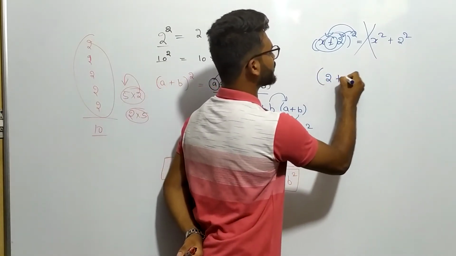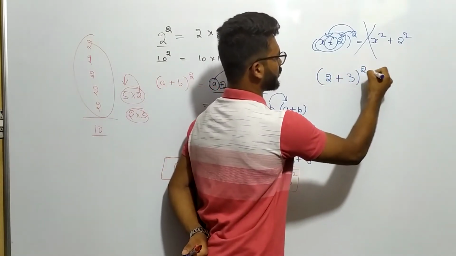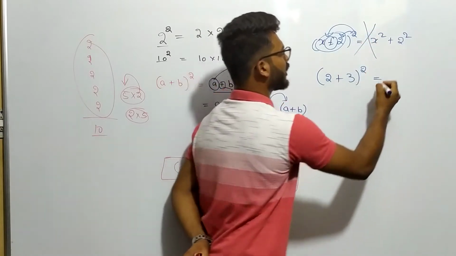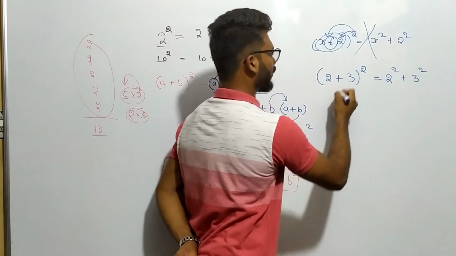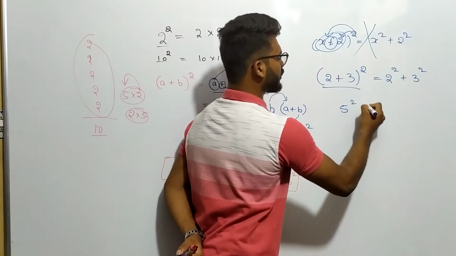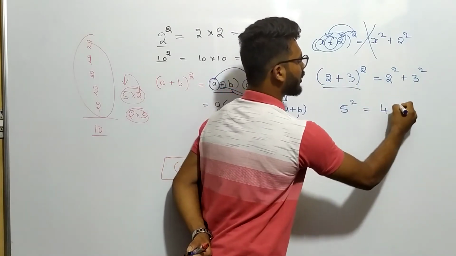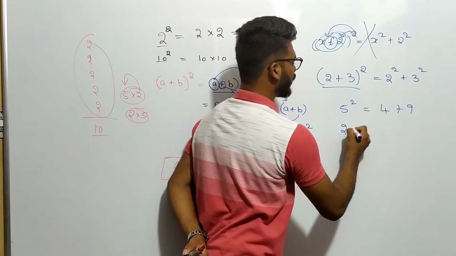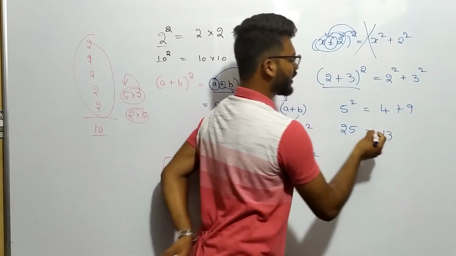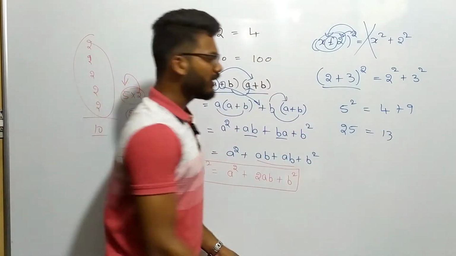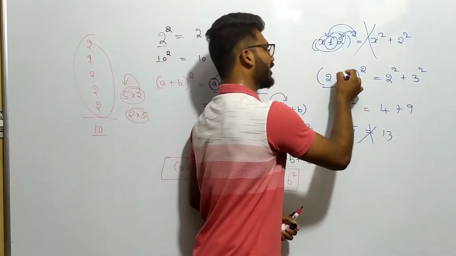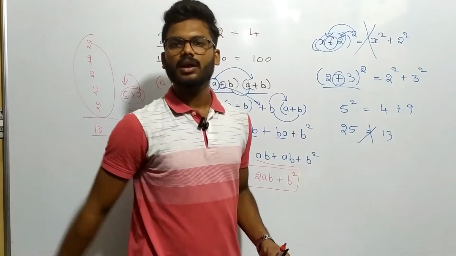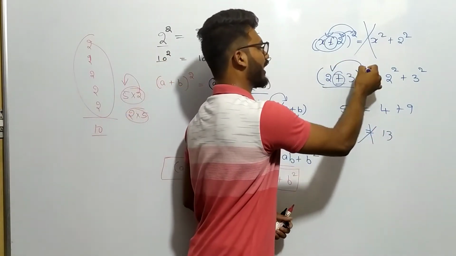What is 2 plus 3 whole square equal to? If you write it like this, what will you get? 2 square plus 3 square. But what is 2 plus 3? 5 square. It is 4 plus 9. What is 5 square? 25, is it equal to 13? Is it correct? No, right? So, whenever it is plus or minus, you are not supposed to give the power directly.